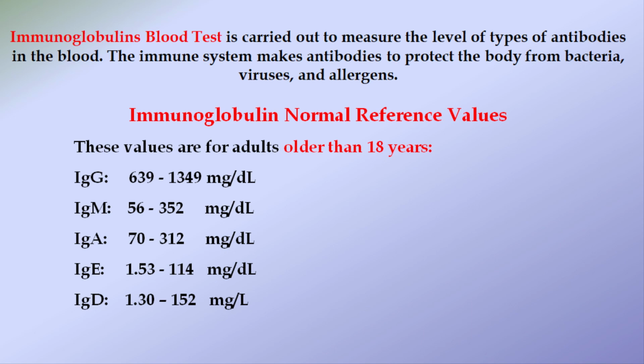Immunoglobulin normal reference values. These values are for adults older than 18 years. IgG: 639 to 1349 mg per deciliter. IgM: 56 to 352 mg per deciliter. IgA: 70 to 312 mg per deciliter. IgE: 1.53 to 114 mg per deciliter. IgD: 1.30 to 152 mg per liter.